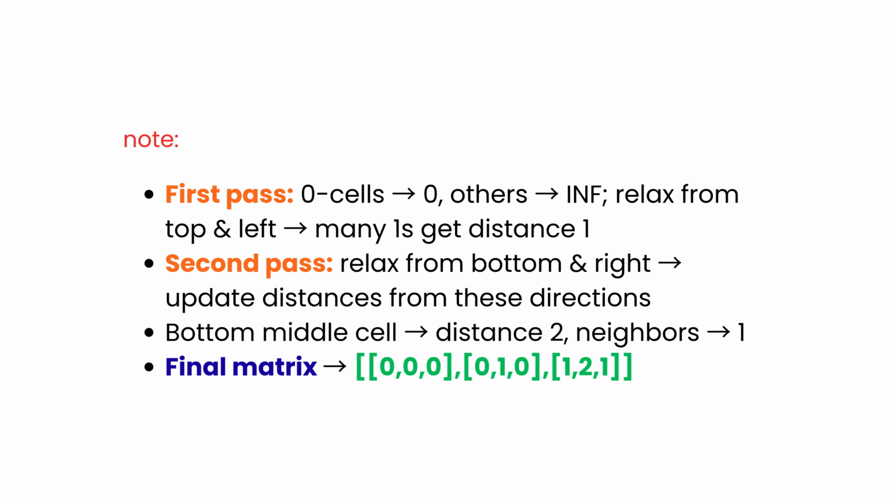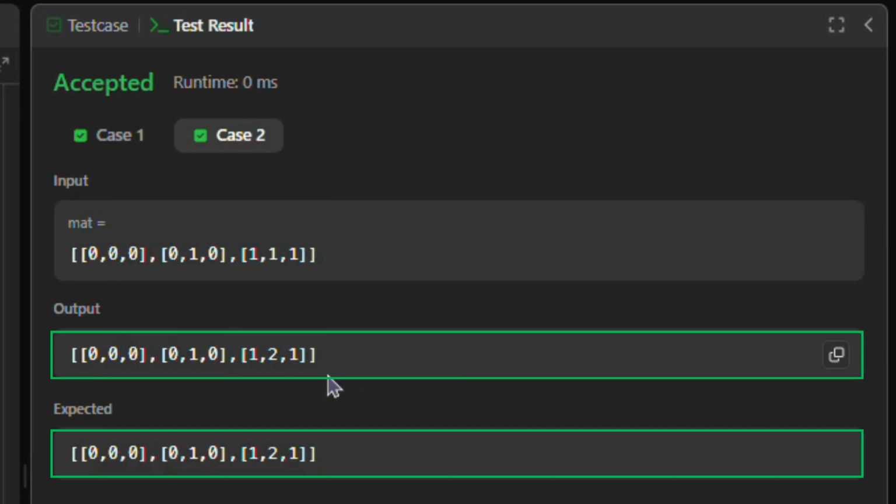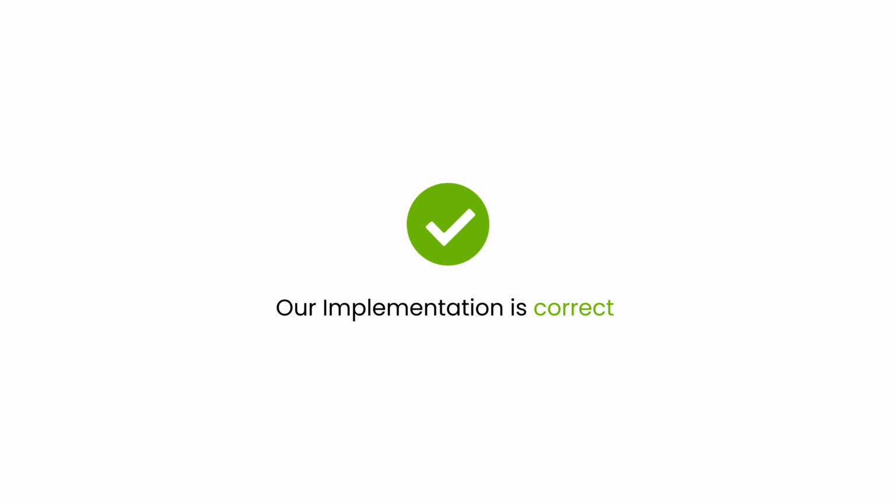The bottom middle cell ends up distance 2, while its neighbors are distance 1, giving the final matrix 0, 0, 0, 0, 1, 0, 1, 2, 1. This output makes sense. Every cell shows the shortest path to a 0, edges directly next to zeros are 1, the center bottom is 2, and all zeros are 0. So our solution checks out, the result matches the expected behavior, and the algorithm handles this test case correctly.